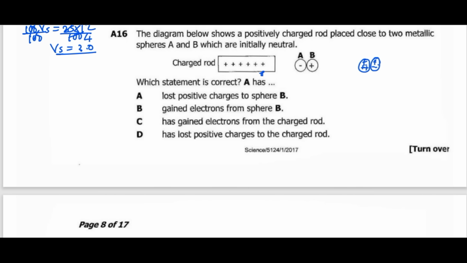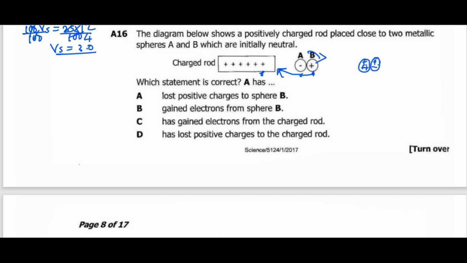So what happens is the electrons from B will move into A. Why? Because of the force of attraction. So there will be electrons in A and in B, and we are just going to have electrons because of the force of attraction. Now the protons in A will move to B because of repulsion. So B will only have positive charges, which are protons.